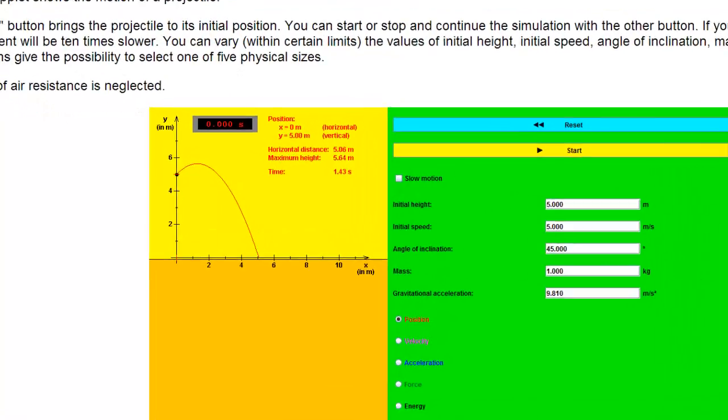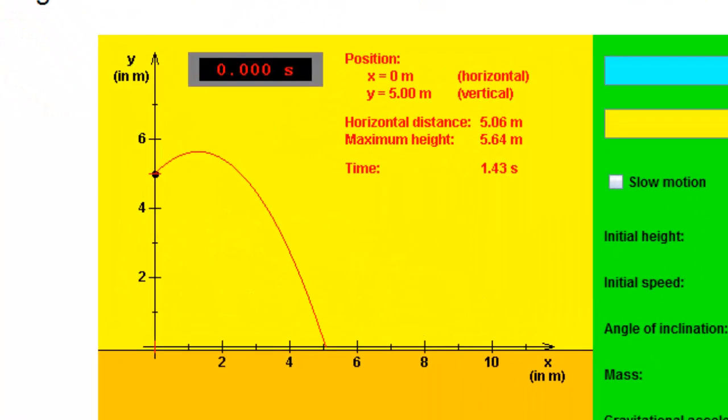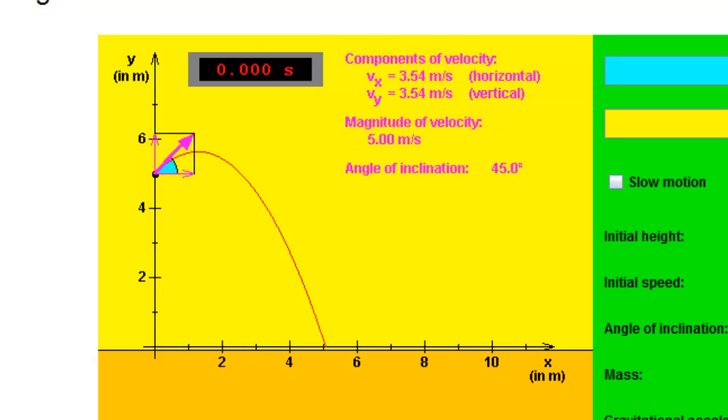If we have another look at our Walter Fender applet again, this time I've set the initial speed is still 5, but this time it is at an angle, in this case 45 degrees. I'll just run that through. You can see it goes up and then down, so the minute it's released it will travel up for a certain part of the journey and then down, again following that parabolic path. Now this time I'm going to show the velocity components.